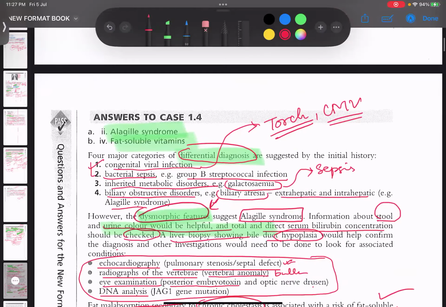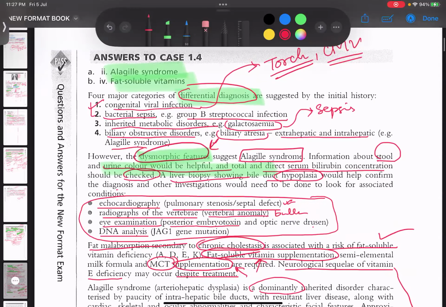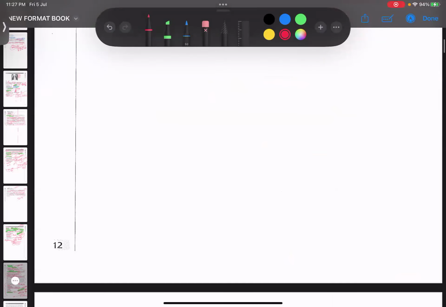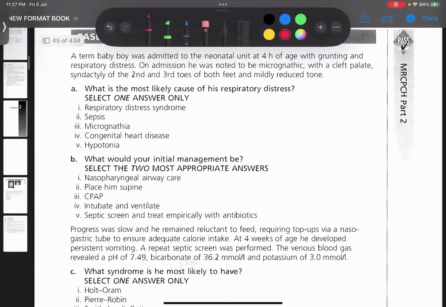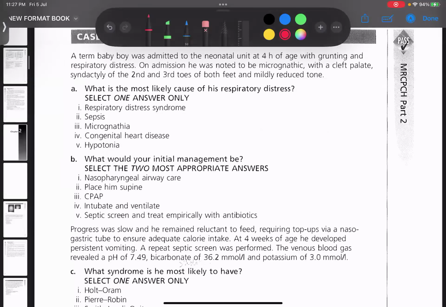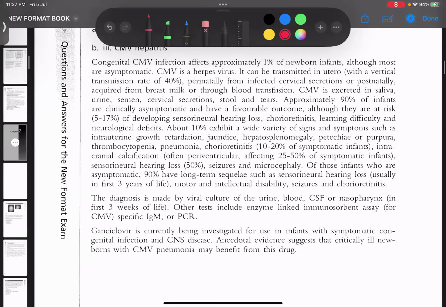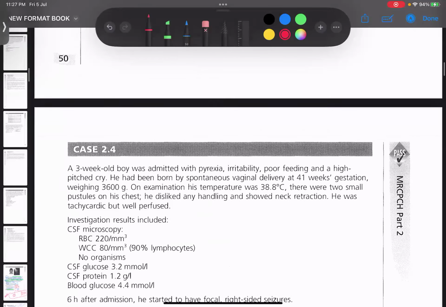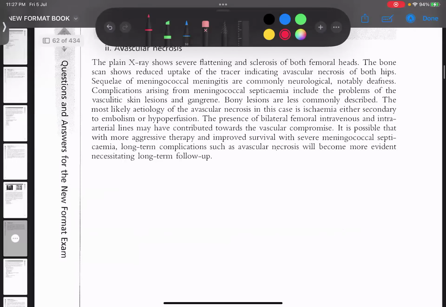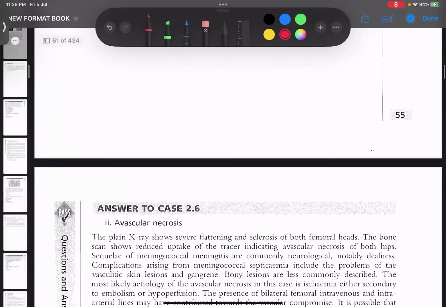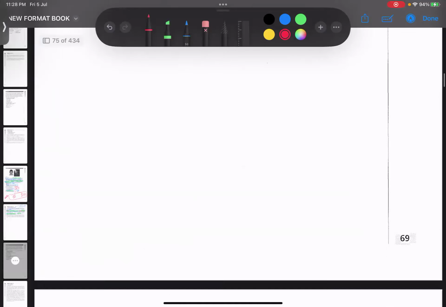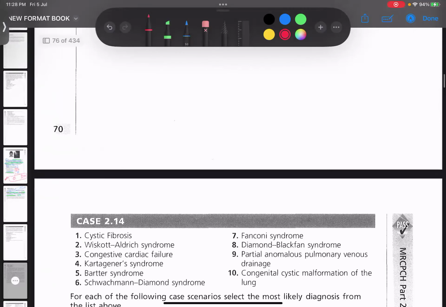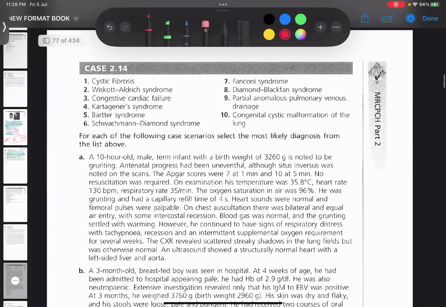All right, we'll go to our fifth and last case, 2.14. I have to be very careful about choosing. I don't want to see the answers. 2.6, 13, 2.14. All right.